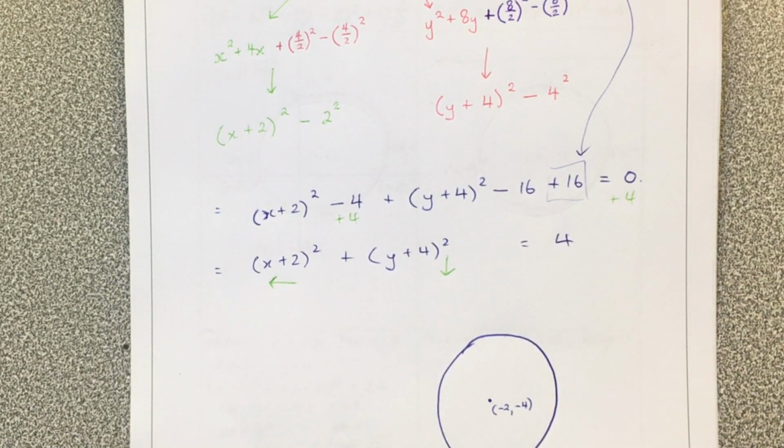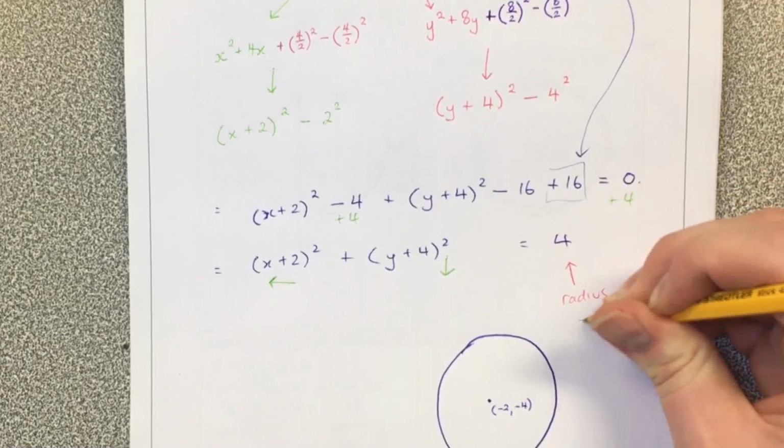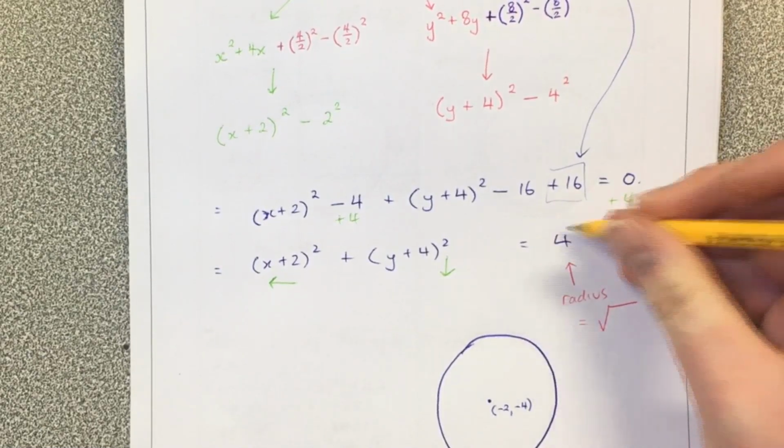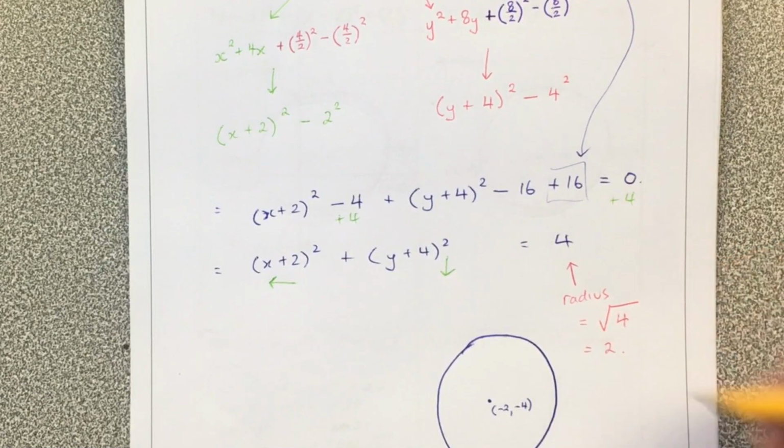Now, what's the radius of this circle? And put a hand up if you remember how I could find it. Mr. Musgrove. It is 2, because the radius of the circle is equal to the square root of whatever the number is at the end. So this is 2.